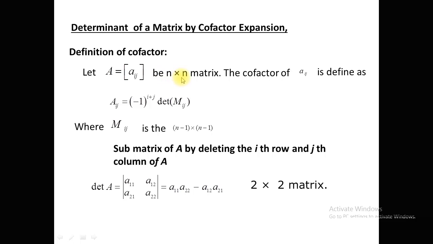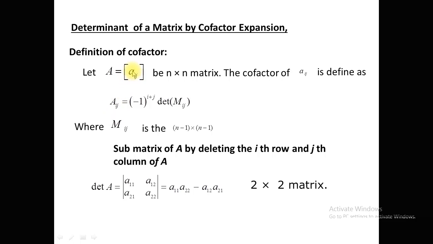We can find the determinant only of a square matrix. So this is a square matrix. The cofactor of the element Aij is defined as capital Aij, which represents the cofactor of this element. These are the elements of the matrix A, and this is the cofactor of each element of matrix A.